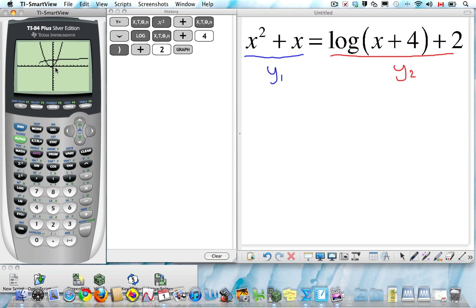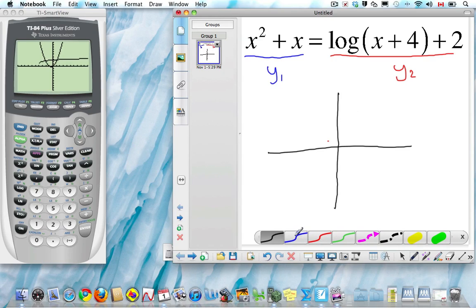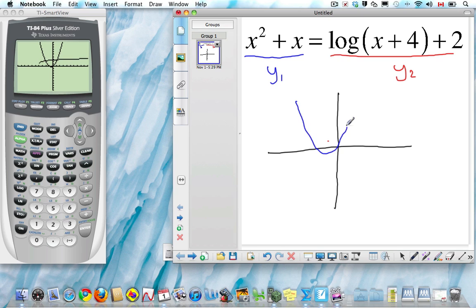And so if I'm making my graphical solution over here, I'm going to actually graph them. Approximately here is y1, and y2 is going to be roughly here, the logarithm curve. And the solution to this equation is going to be these two points of intersection. And so I have to find the points of intersection.